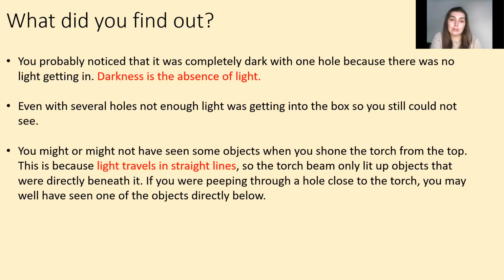You might or might not have seen some of the objects when you shone the torch from the top. This is because light travels in a straight line, so the torch beam only lit up objects that were directly beneath it. If you were peeping through a hole close to the torch, you may well have seen one of the objects directly below.